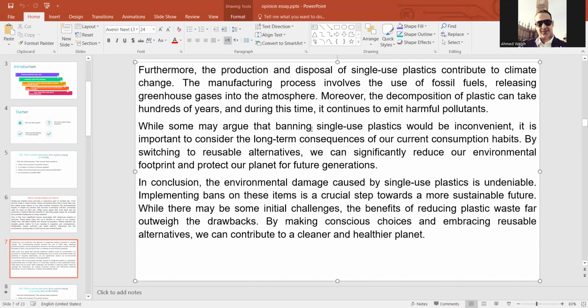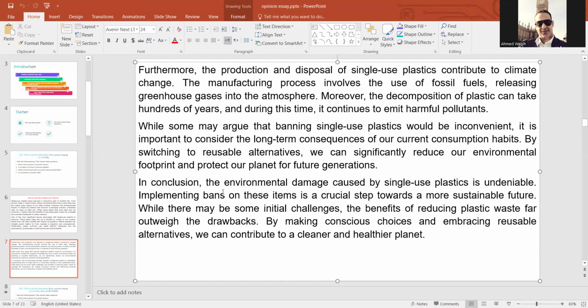While some may argue that banning single-use plastics would be inconvenient, it's important to consider the long-term consequences of our current consumption habits. By switching to reusable alternatives, we can significantly reduce our environmental footprint and protect our planet for future generations.